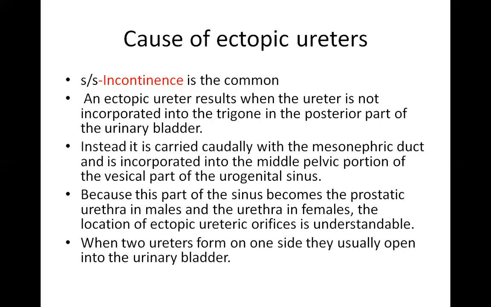What are the causes of the ectopic ureter? The most common sign and symptom is incontinence. It results when the ureter is not incorporated into the trigone in the posterior part of the urinary bladder. Instead it is carried caudally with the mesonephric duct and is incorporated into the pelvic portion of the urogenital sinus. Then it leads to the condition which is the ectopic ureter.